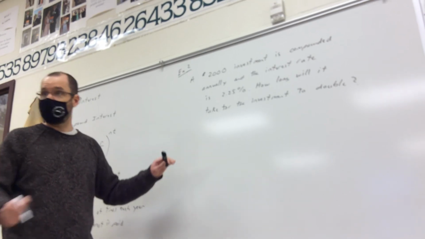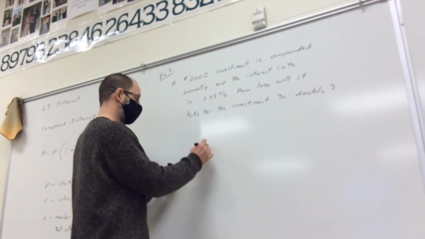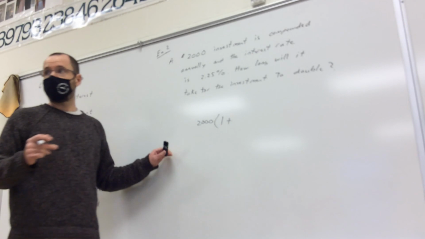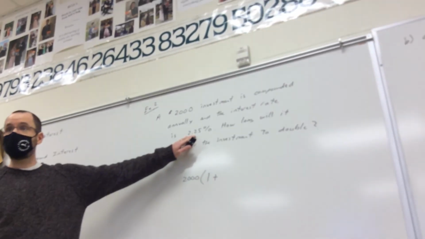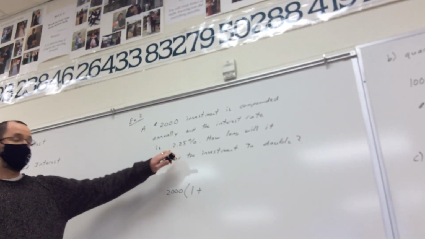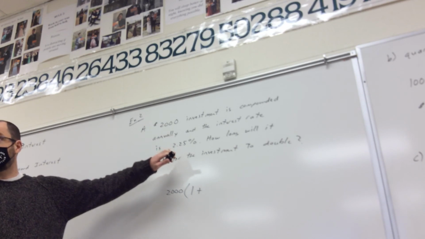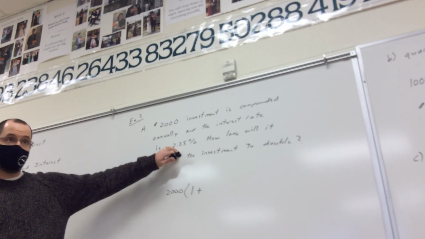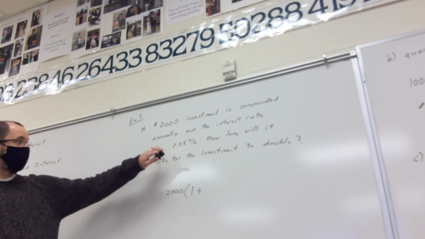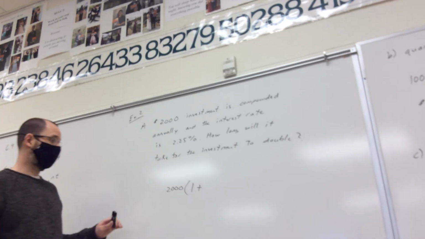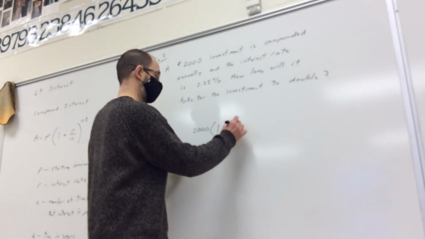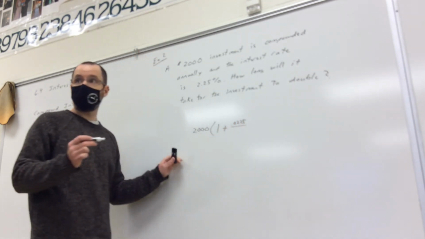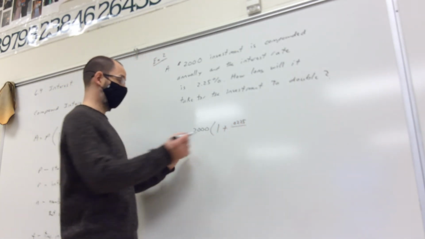Okay, so we've got $2,000, so that's the P in the account. And it's 1 plus... Okay, so this is 2.25%. So for the decimal, you have to move it 2 places, right? So that would move it past the 2 and then past the 0. So it's 0.0225 for the R. And then, since it's compounded annually, that means once a year. So n is 1.